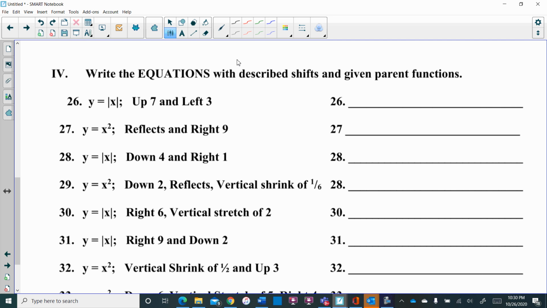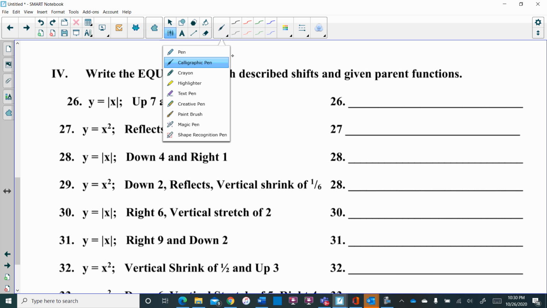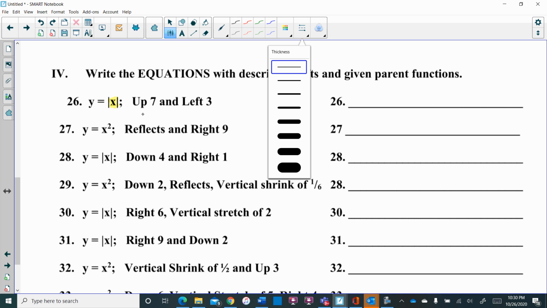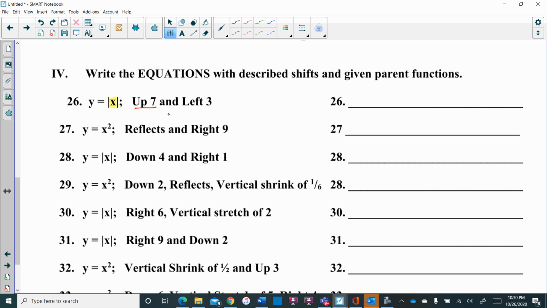Okay, so for this last section, you're going to come up with the equation that describes the shift in each parent function. For example, because they give you the equation y equals absolute value of x, your equation needs to be in that form of an absolute value. But what you're going to have to pay attention to now is the descriptions. So we're going to go up 7 and to the left 3.